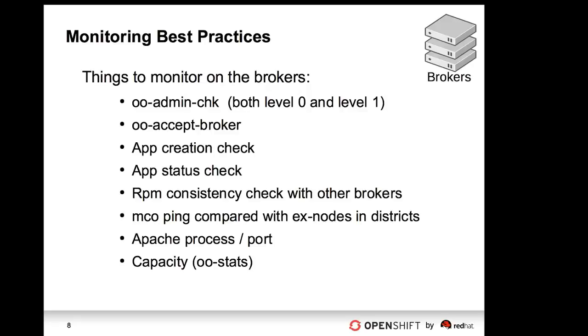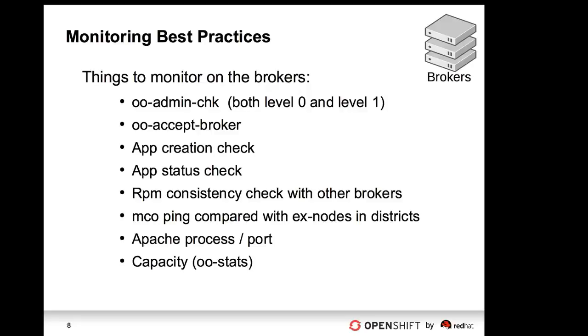So what we do for this is we actually call into OOStats. OOStats has a nice feature where it'll give you back YAML output, and so we call into OOStats, get back the YAML output, and then report to our monitoring how many available gears are there in each of our node types. So we have small, medium, and large, and so it'll tell us exactly how many gears are available in each of those. And then we have set levels in our monitoring to say, alert us when that threshold is below a certain number. So, okay, so that's what we do for the brokers.